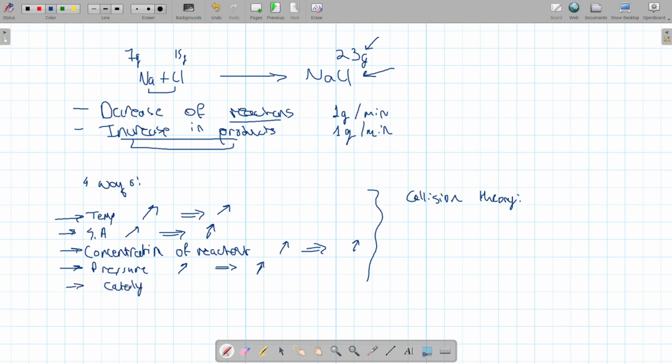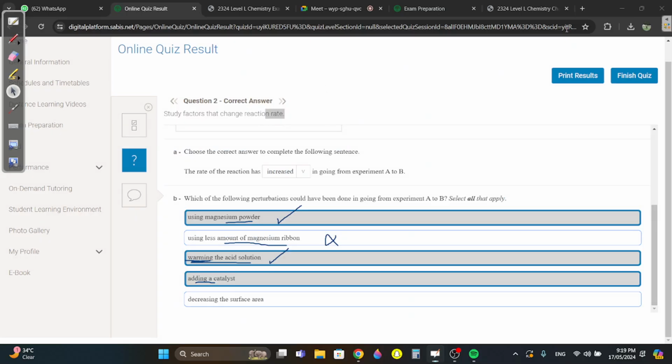Basically, a catalyst is a substance. For those who do bio, a catalyst would be an enzyme. It increases the rate of the reaction. It's just a substance you could add to the reaction that speeds it up. It's like a boost, so a catalyst also works. Decreasing surface area, obviously that's wrong.